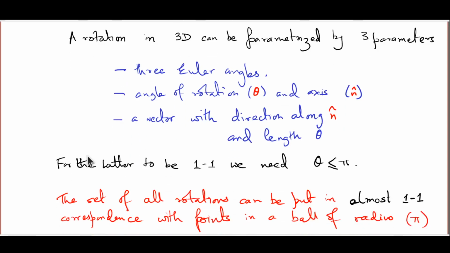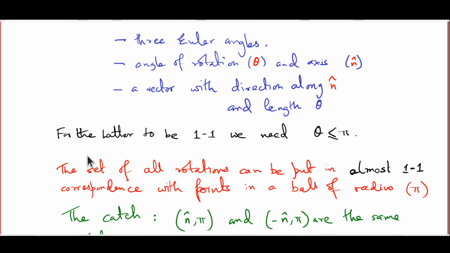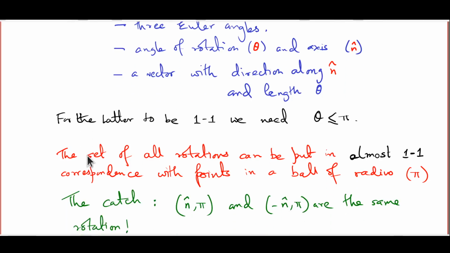Technically speaking, this is a closed ball that we are talking about. So the set of all rotations can be put in an almost one-to-one correspondence with points in a ball of radius pi. There is a small catch here, as you can see in the use of almost. And the point is the following. For a point right on the surface of this ball, that is on the sphere of radius pi, we have n hat pi in our ball. We also have minus n hat pi in our ball, and these 2 points, n hat pi and minus n hat pi, are the same rotation.